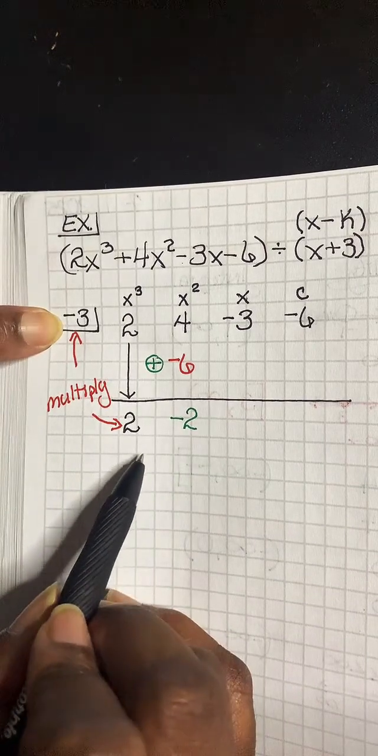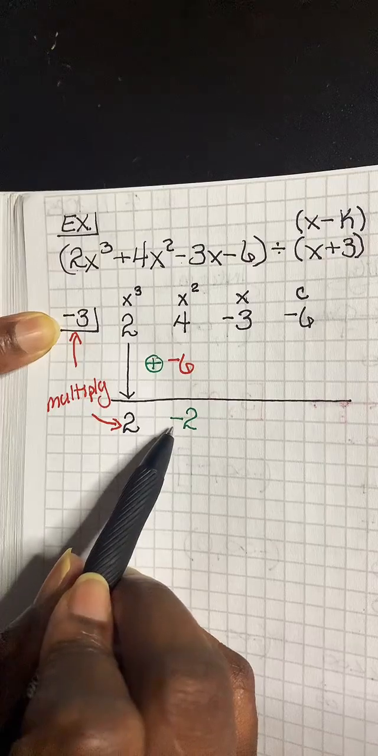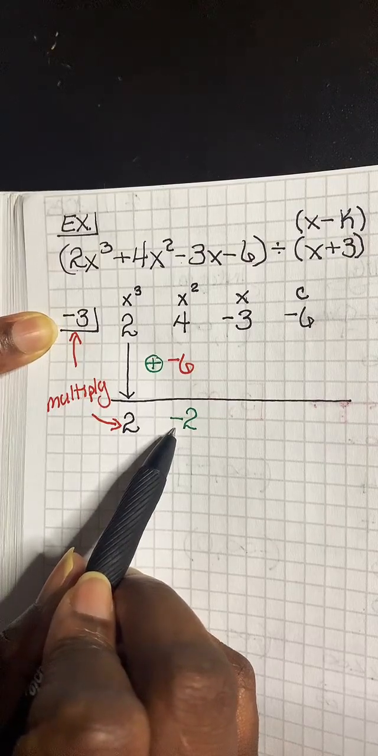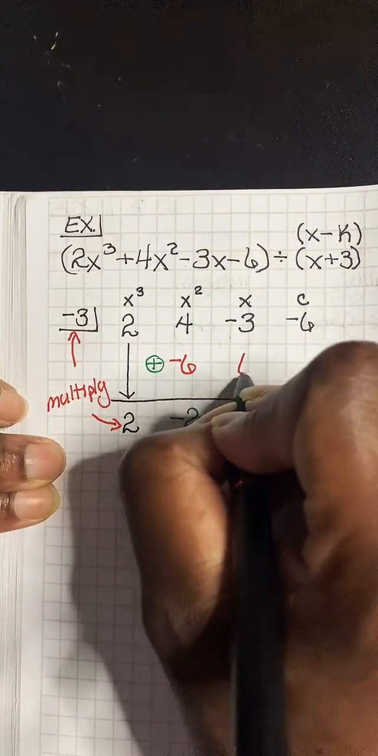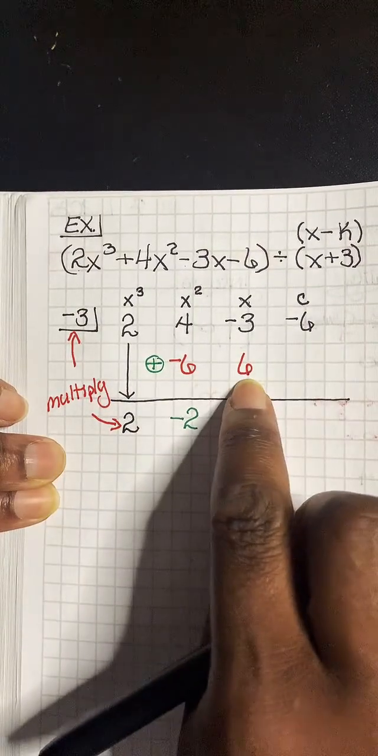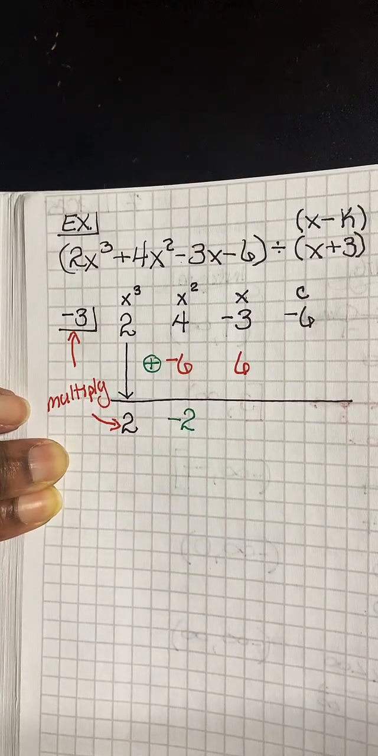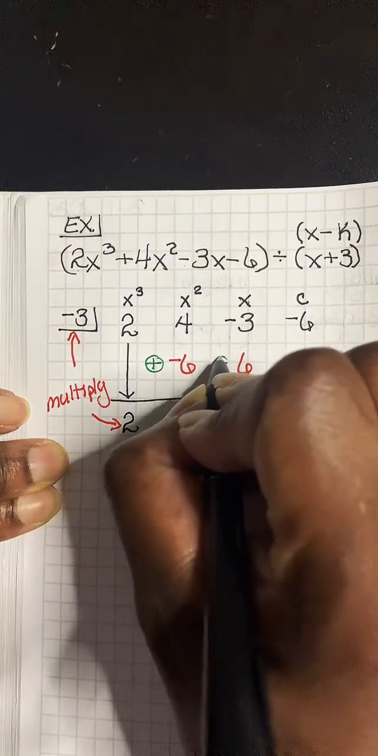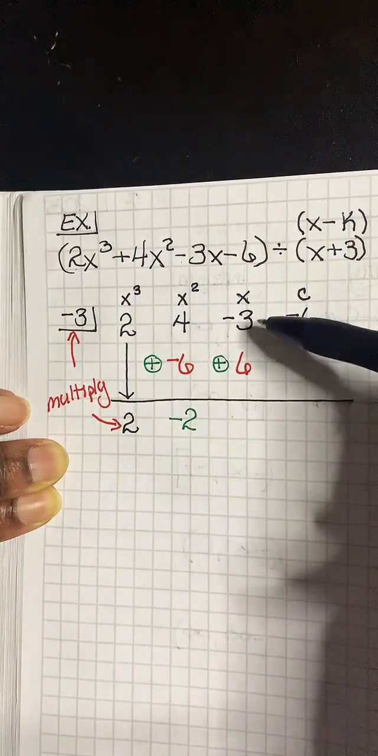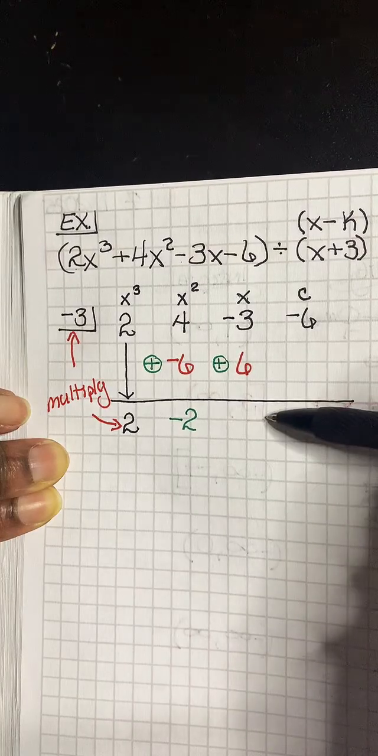We're going to multiply -3 times -2. Negative times a negative gives me a positive. And 3 times 2 gives me 6. And the 6 goes into the next area. Excellent, guys. So now we're going to add. So -3 plus 6 gives me what?